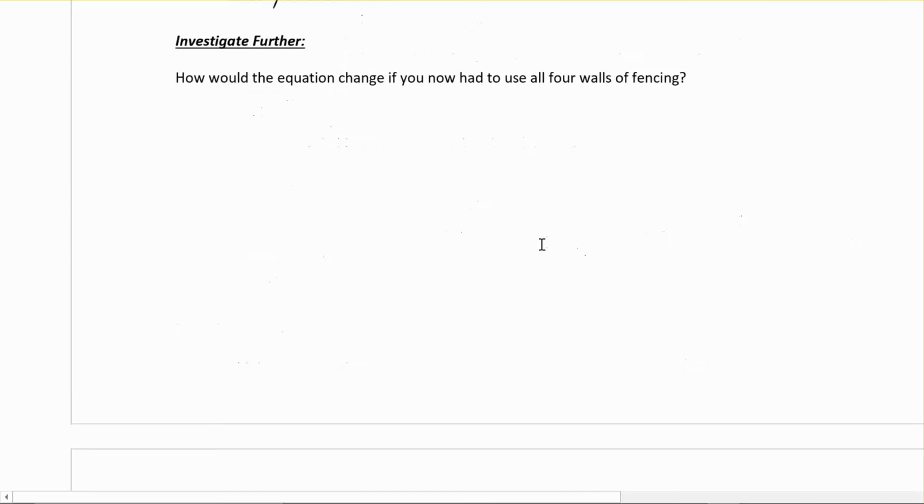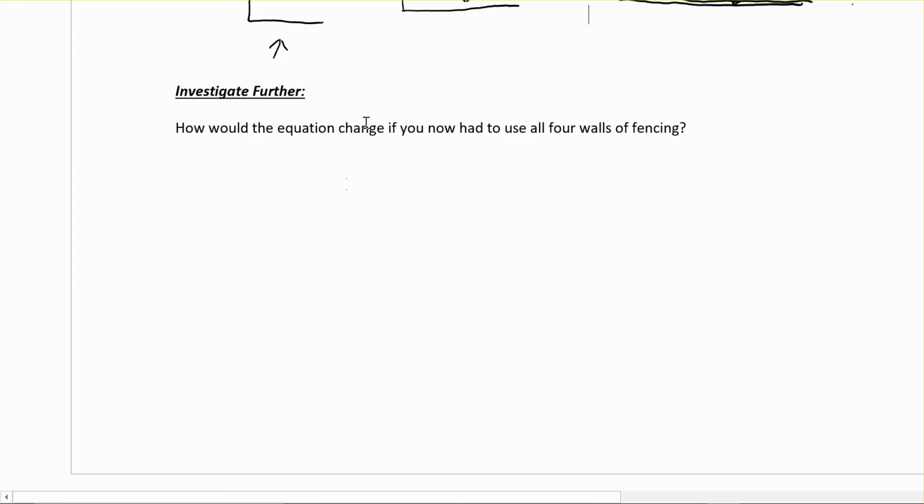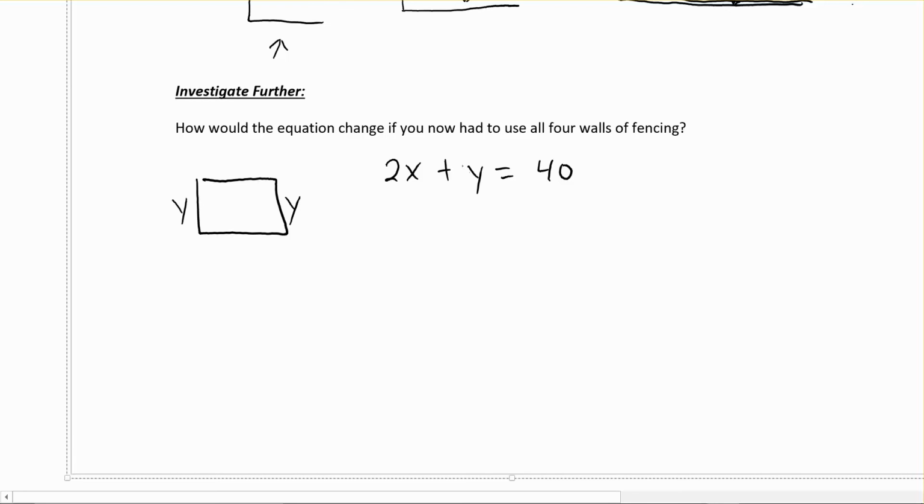Okay, so last thing here says, how would the equation change if you now had to use all 4 walls of the fencing? So now we've got a fence like that. It's not attached to the house. Our original equation for y came from going 2x plus y equal to 40. But now that's no longer the case. Now we've got y there and y there. So our new equation becomes 2x plus 2y is equal to 40.